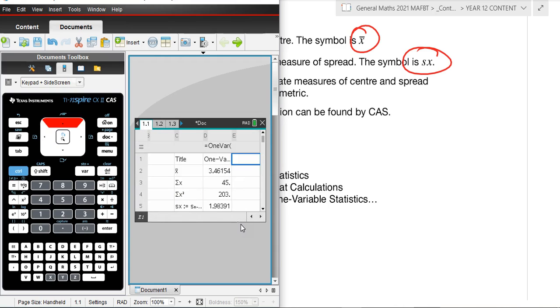And now what we can see here is that the mean, remember the mean in the CAS looks like this, x with a dash, is 3.461454. And the standard deviation, right there, SX. Remember on the CAS, the SX symbol represents standard deviation, 1.98391. So there's my mean and my standard deviation right there.